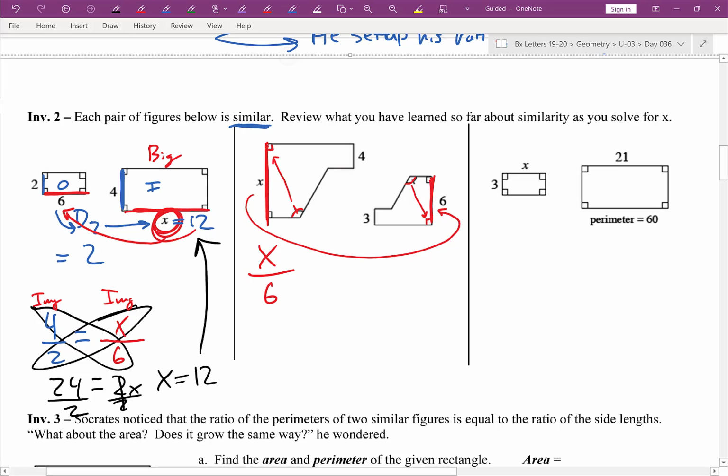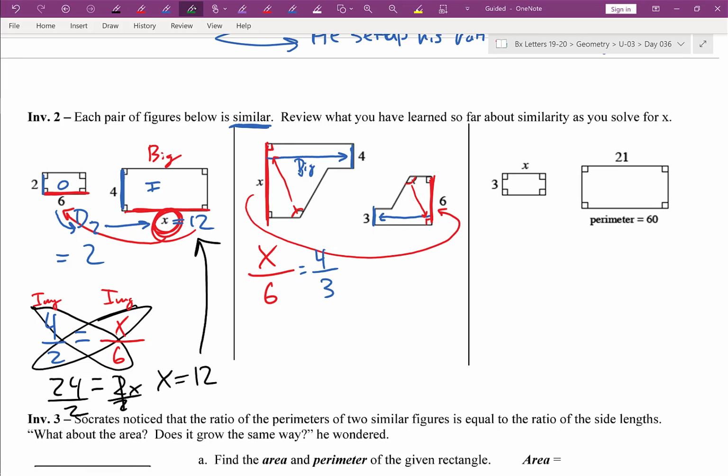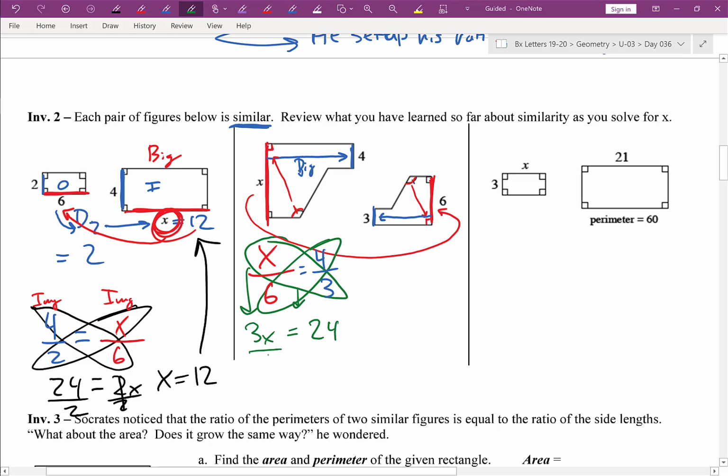So x over 6. And then if I start with the big shape, then for my other ratio, I need 4 on top and that corresponding 3 on the bottom. And notice how the red points to the blue, the red points to the blue. Anytime I have a proportion, I can cross multiply. I get 3x. I bring down my equals. I get that 24 again.